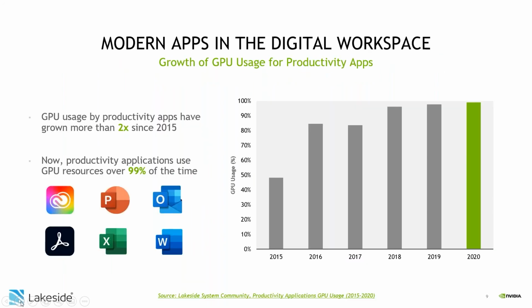We work with one of our partners, a company called Lakeside Software, and they wrote a white paper on our behalf, and we will enable a link. There's a link available to this white paper. I'm not sure if the slides are being distributed. What Lakeside found and proved is that GPU usage by productivity apps has more than doubled since 2015, and that continues to develop. The number of productivity apps that use GPU resources is now pretty much 100%, and that includes applications you wouldn't expect, the office productivity ones, PowerPoint, Office, Word, Excel, and so on.